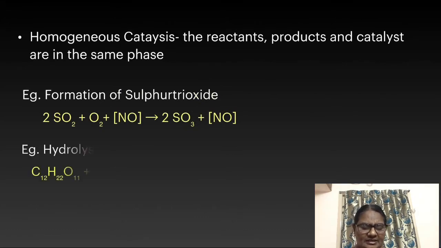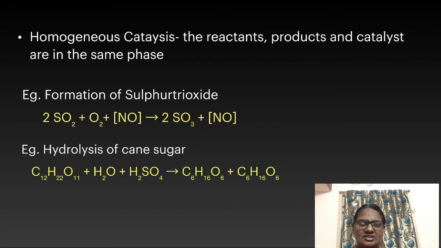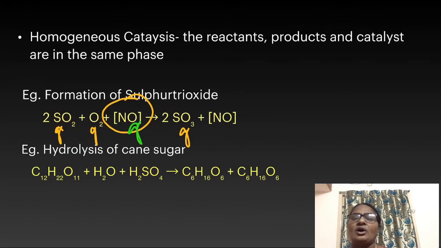Sulfur dioxide is a gas. Oxygen is a gas. The product sulfur trioxide is also a gas. And the catalyst which I take, nitric oxide, is also a gas. So reactant, product, catalyst, all three are in the same phase. So this is called homogeneous catalysis.